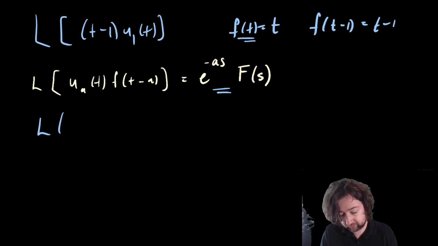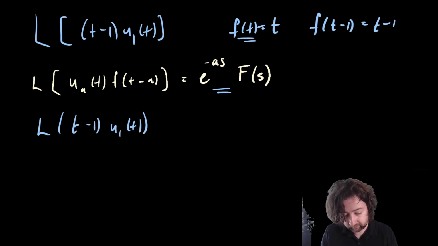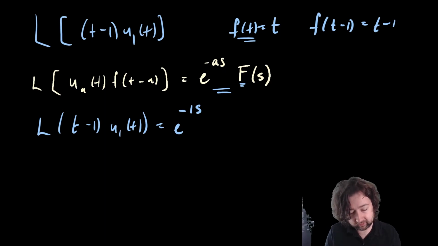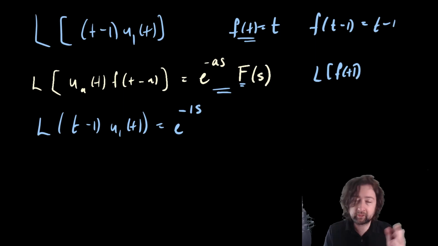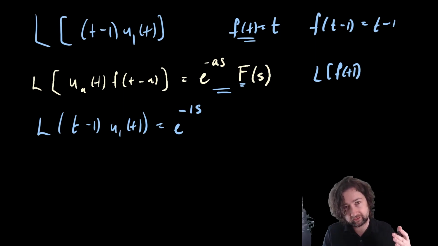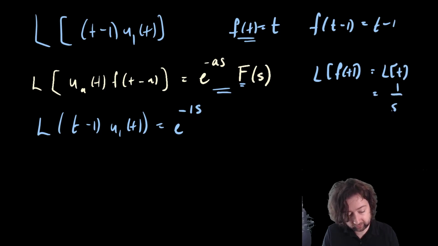The Laplace transform of (t minus 1) times u_1(t), when f(t) is equal to t, should be, all right, e^(-1s) times the Laplace transform of f(t). That's what capital F(s) means. Capital F(s) is the Laplace transform of f(t). But the Laplace transform of t is 1 over s squared. And so we get e^(-1s) times 1 over s squared.